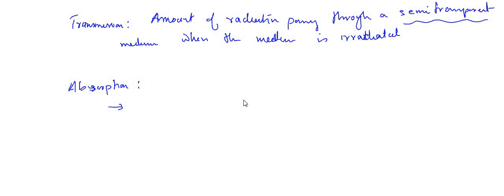Okay, sorry for that, I don't know what happened. Absorption occurs when a part of the radiation falls on the object and is absorbed, and the internal energy is increased. So if I write that: radiation falls on the object and the internal energy is increased.